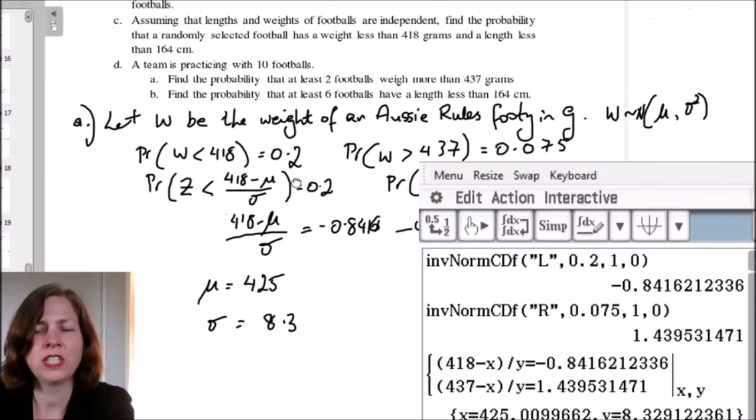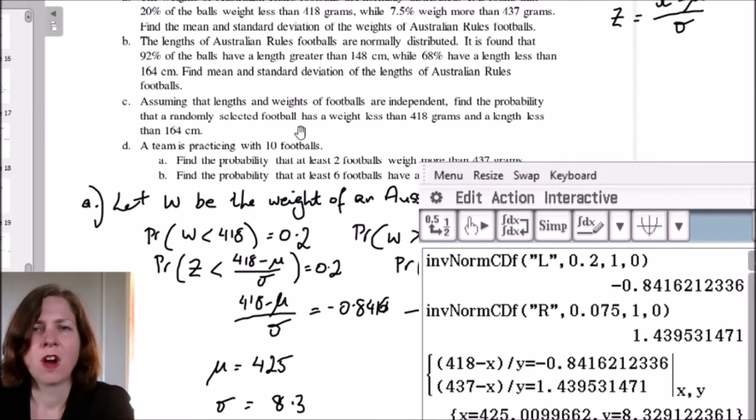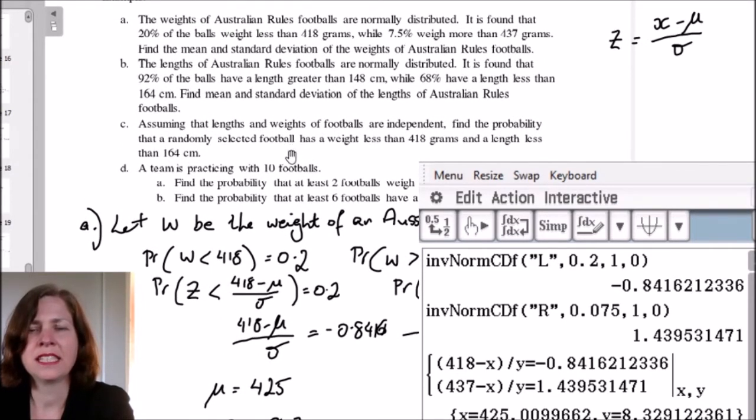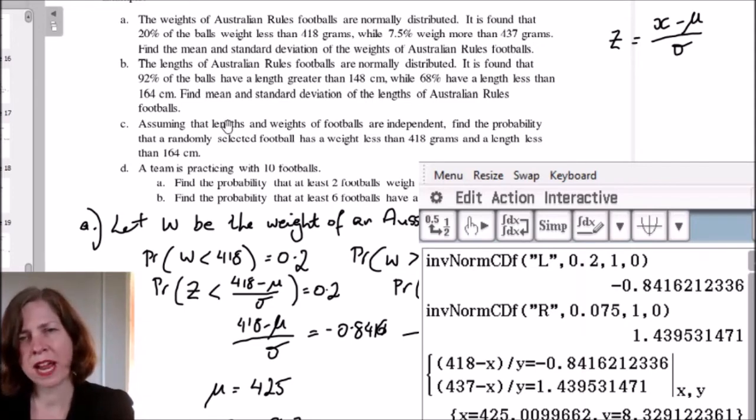Let's go back to the question. Find the mean and standard deviation of the weights of Australian rules footballs. It's done, okay? Question B is basically the same. The lengths of Australian rules footballs are normally distributed. It's found that 92% of the balls have a length greater than 148 centimetres, while 68% have a length less than 164 centimetres. Find the mean and standard deviation of the lengths of Australian rules footballs.